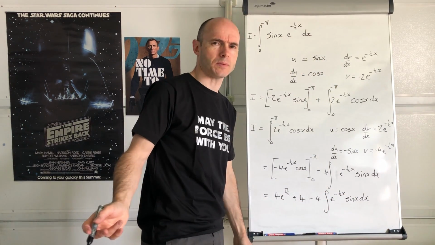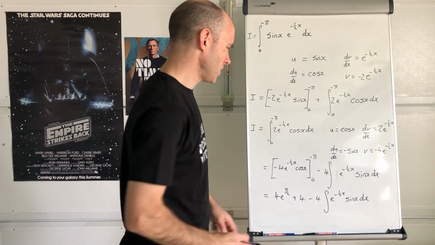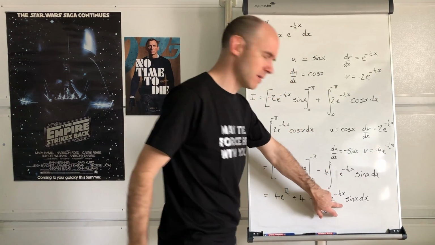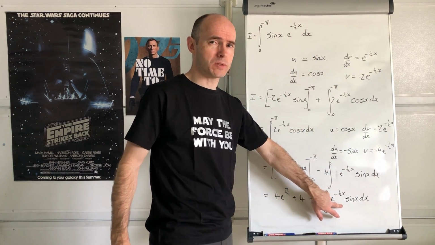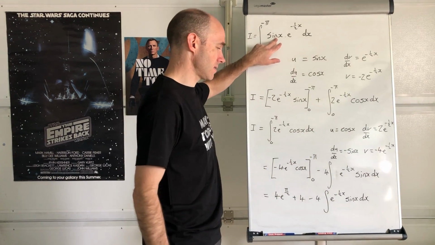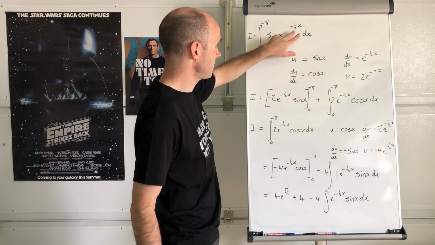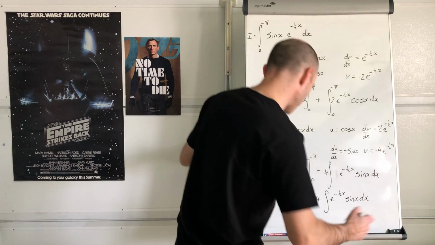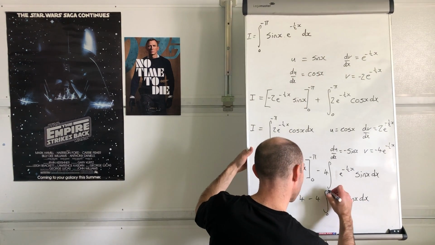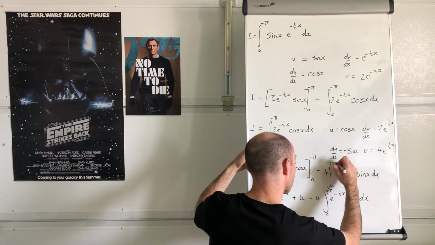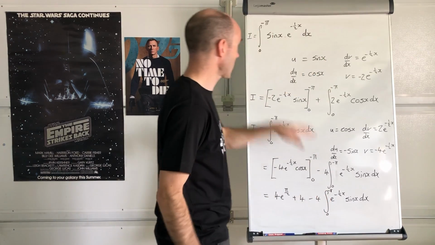All going well so far. Now, what do you notice about this integral here? I'm really hoping you're noticing that it's exactly the same as this, e to the negative half x sine x. And I've got the limits again, 0, negative pi. Let's put them in. It's exactly the same as this.